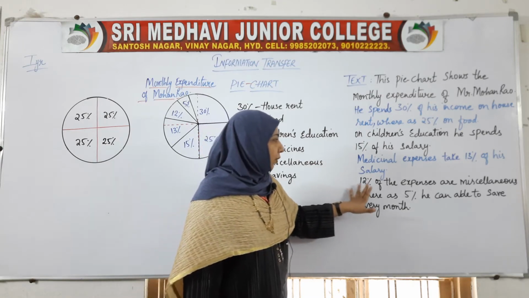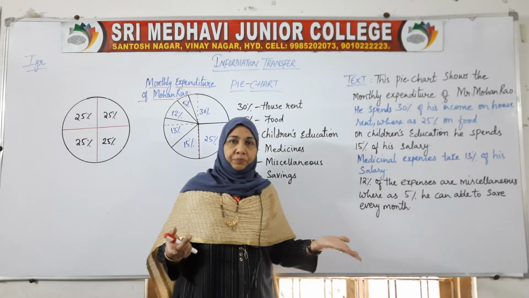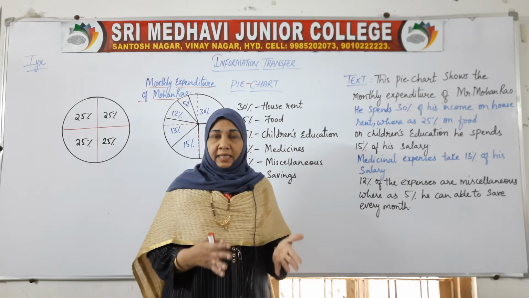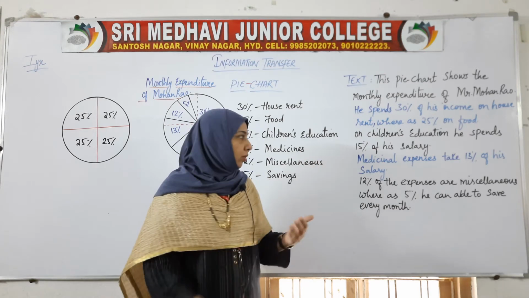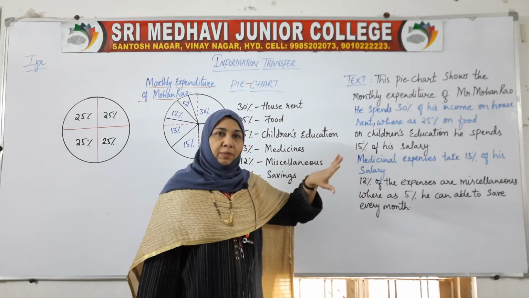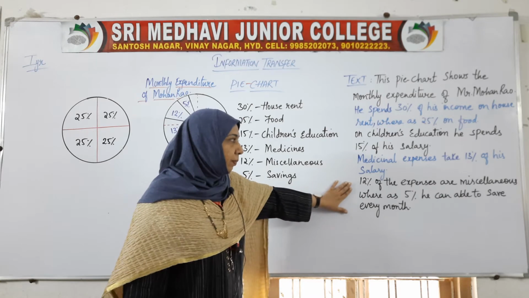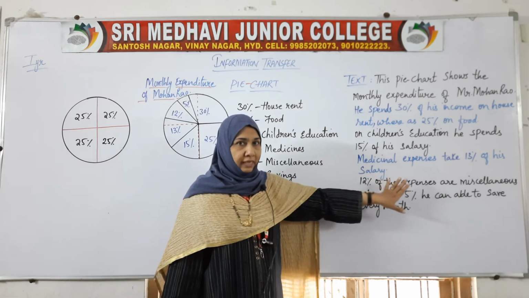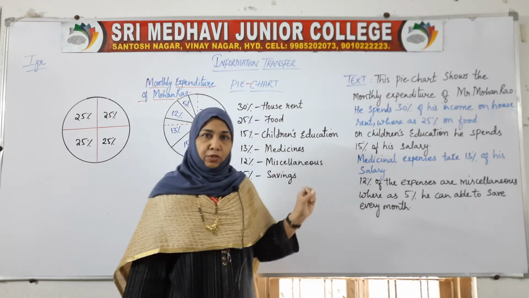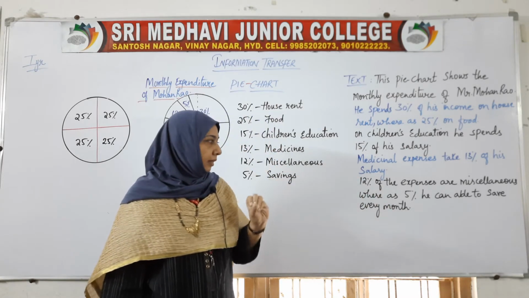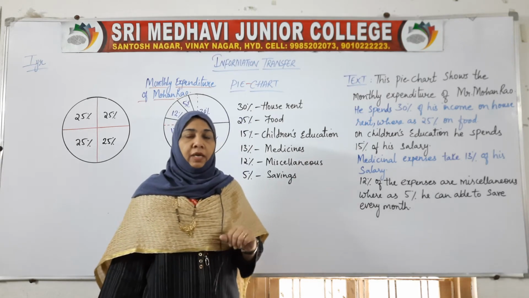12% of the expenses are miscellaneous. Miscellaneous means on anything. Many things are there which we cannot mention, like daily expenses, something which is not necessarily on a particular thing, it can be many things. So 12% on miscellaneous things. Whereas only 5% he is able to save for the family, or you can say save in the bank.